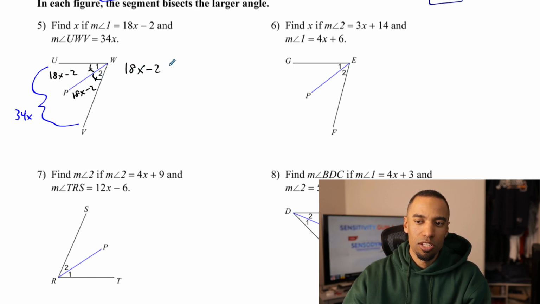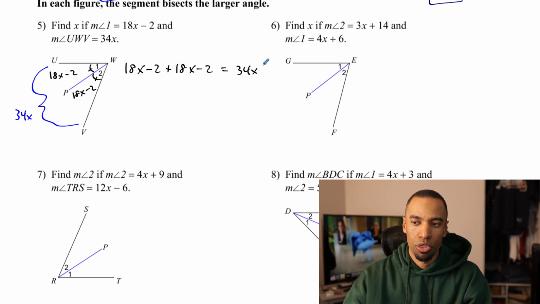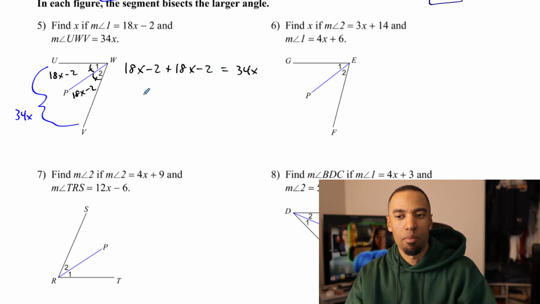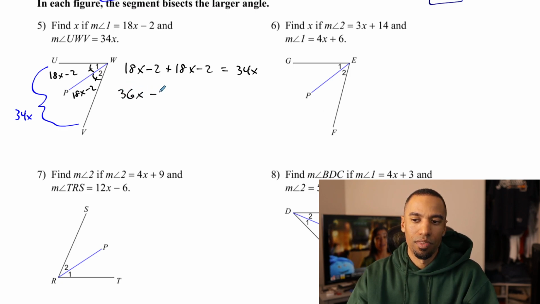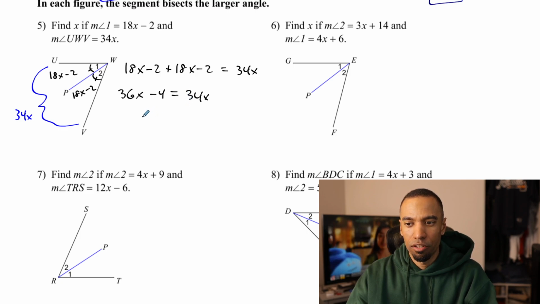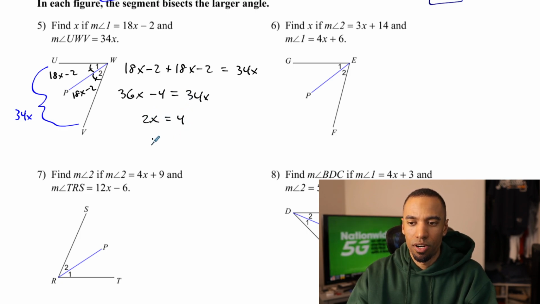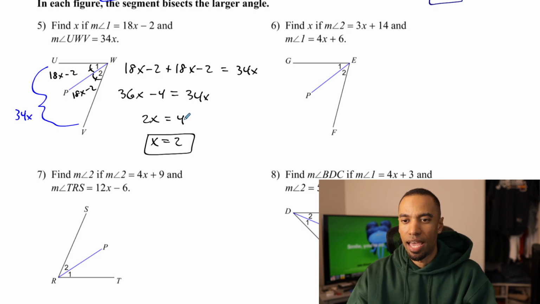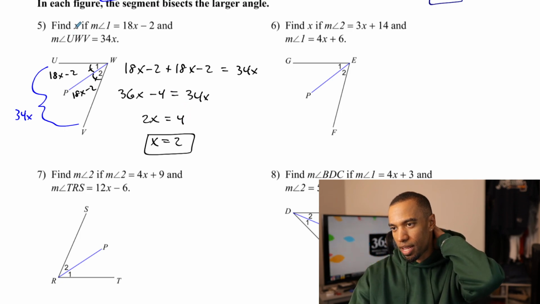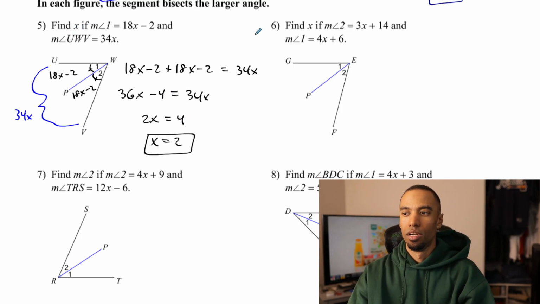So if I do 18x minus 2 plus 18x minus 2, then they add together to make the whole thing. It looks like you were missing a piece, but because they're congruent, that's going to happen. 36x minus 4 is 34x. I'm going to subtract 34x to get 2x, add 4 over, and divide by 2. I get x equals 2. They just wanted x, and I'm good to go.